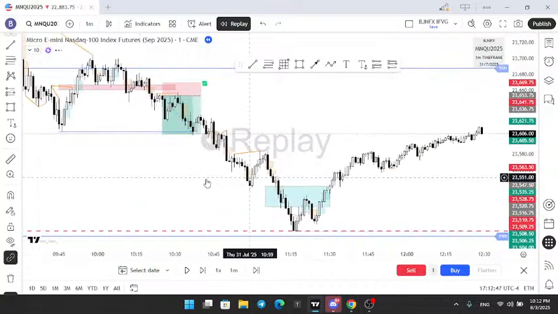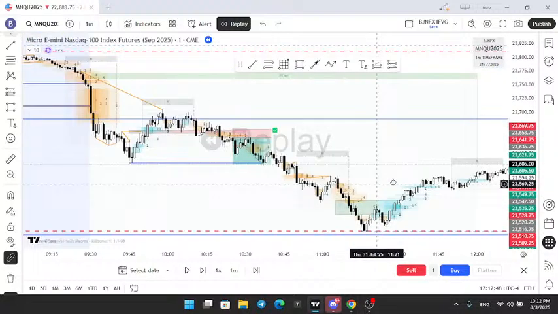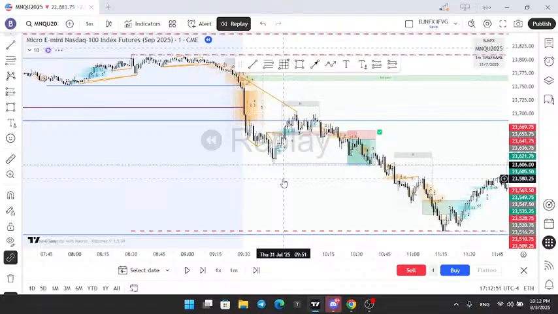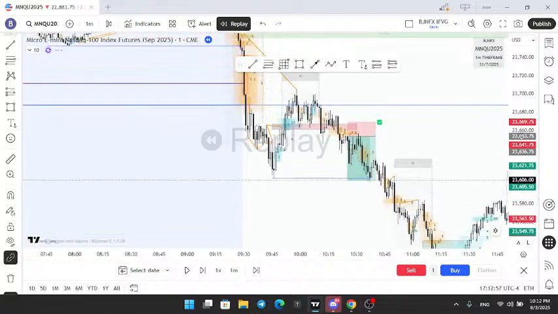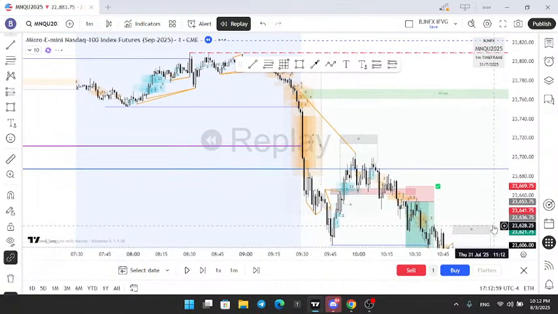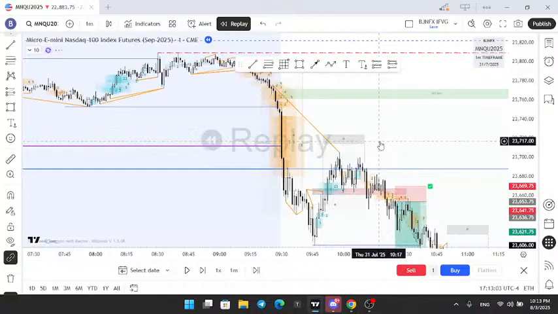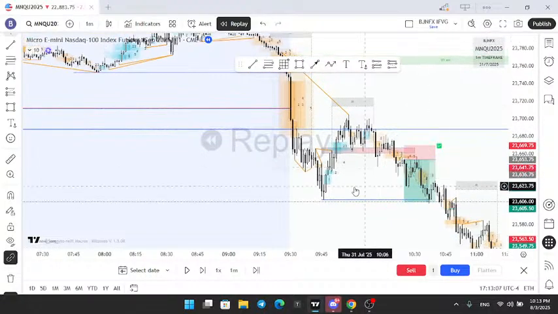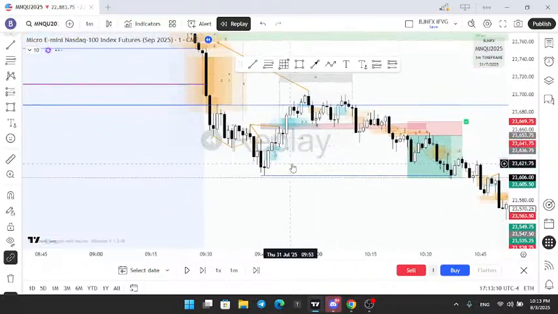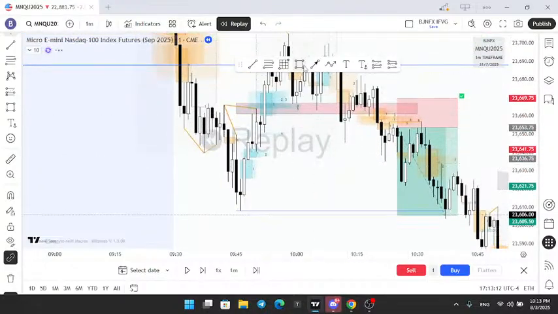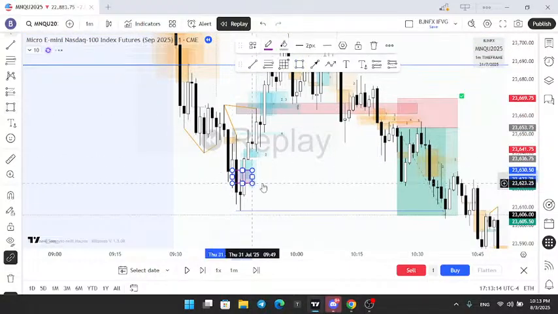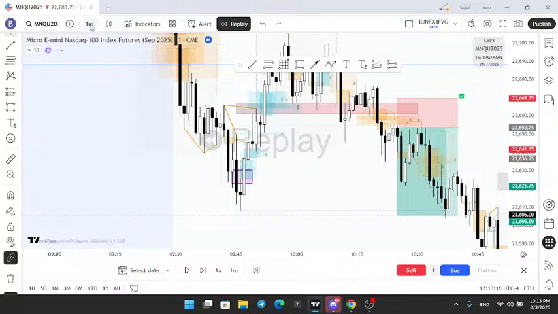Thursday was a choppy day a little bit. We had like two wins and two losses, but of course we ended the day in profits. The first trade was a 30-second trade here.